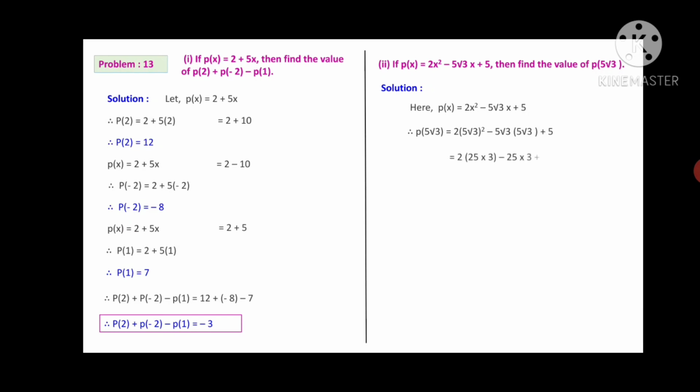Therefore, 2 into 25 into 3 minus 25 into 3 plus 5. Therefore, here 2 into 75 minus 75 plus 5. We will carry the product: 75 into 2 is 150, minus 75 plus 5. Therefore, we will get 150 minus 75, that is 75, plus 5 is 80. Therefore, you can write p of 5 root 3 is equal to 80.